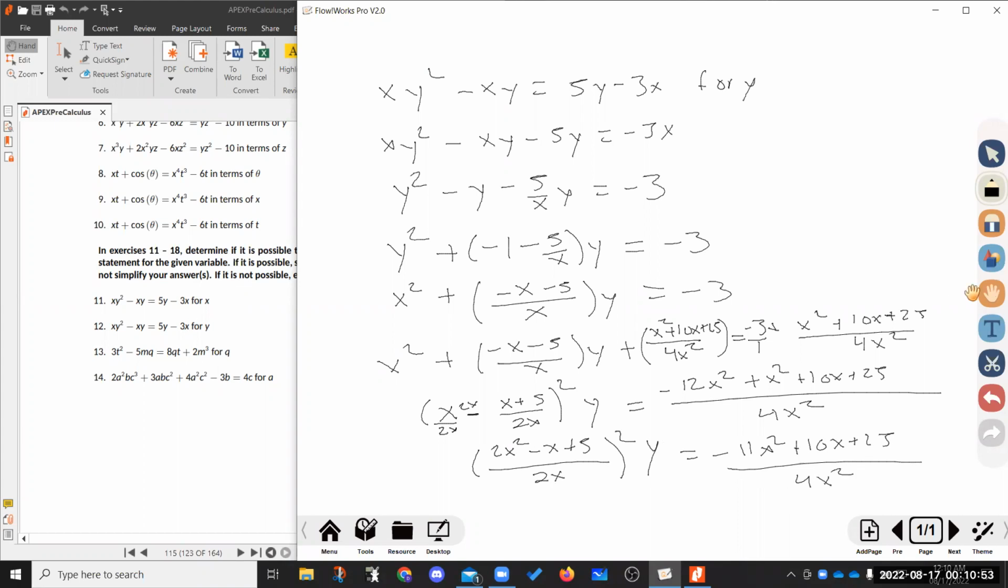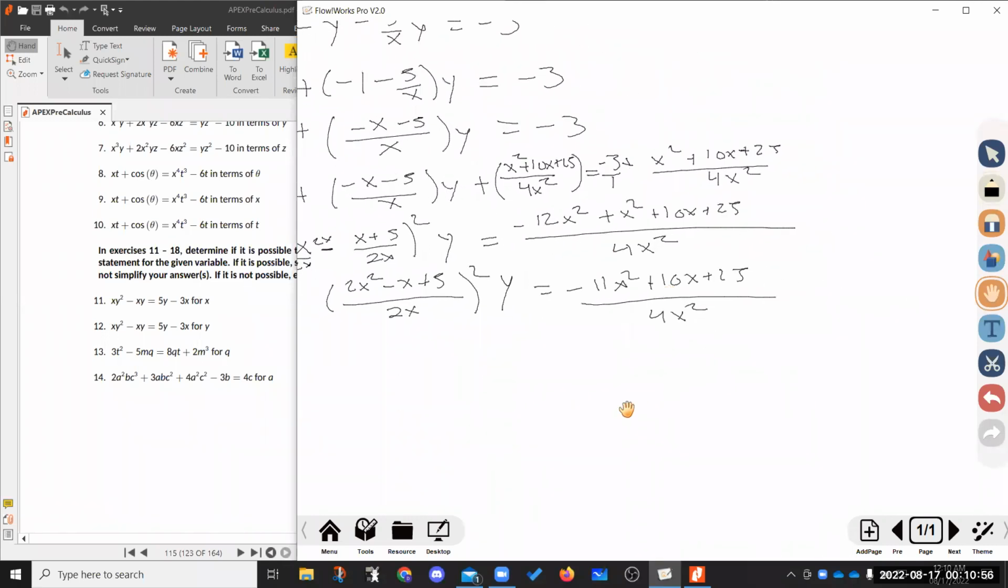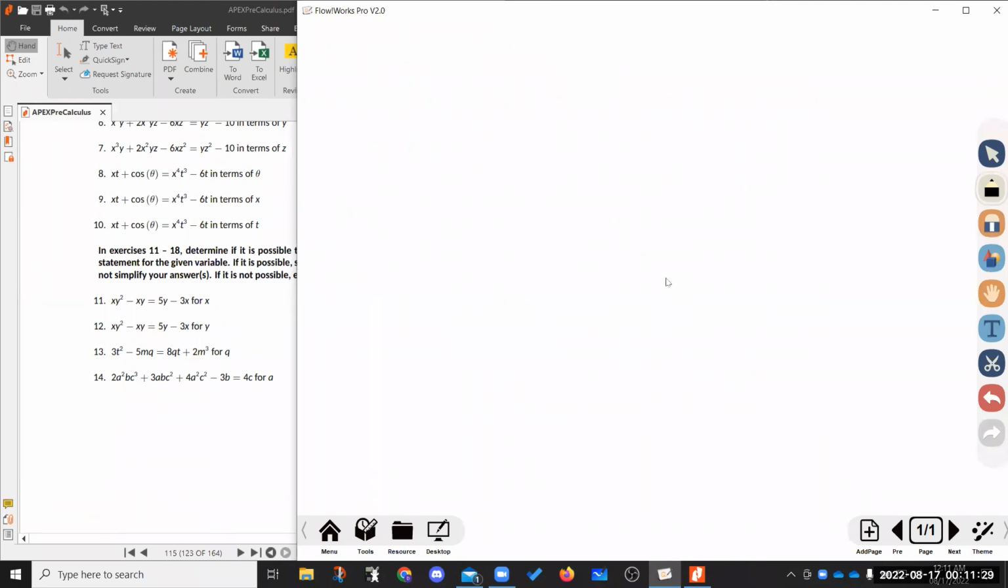So we're going to be able to multiply by the reciprocal of this now and say that y in terms of x is equal to -11x squared plus 10x plus 25. The 4x squareds are going to cancel each other out. This is going to give me 2x squared minus x plus 5 quantity squared in the denominator. And that is what y is going to be equal to. That was pretty gross, but it was doable. The question was solve if you can. So we did.